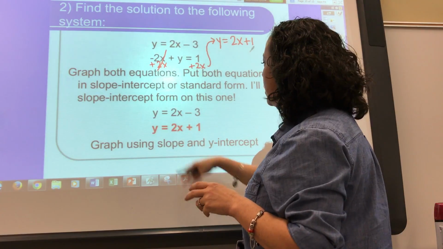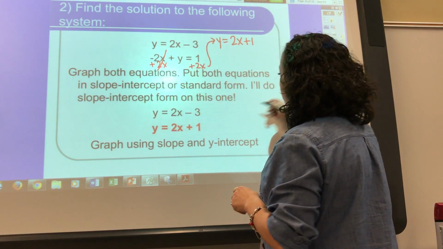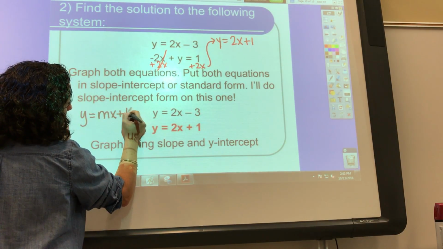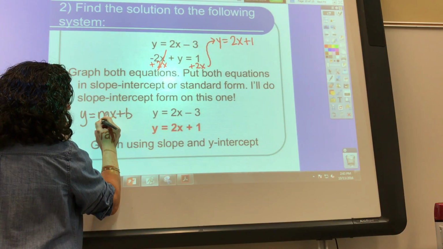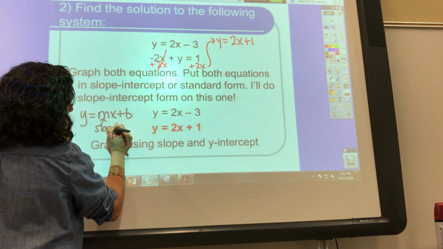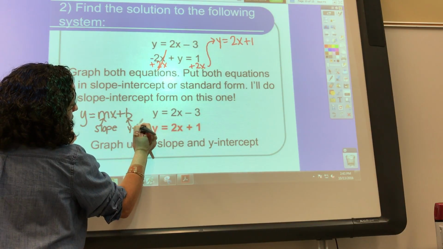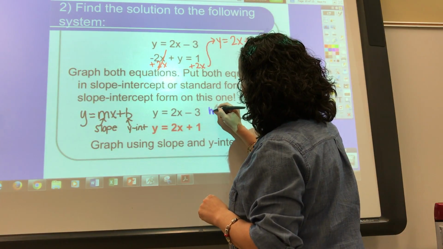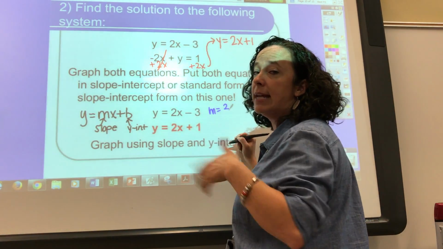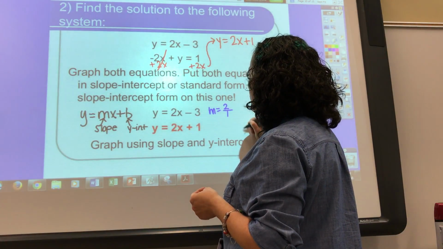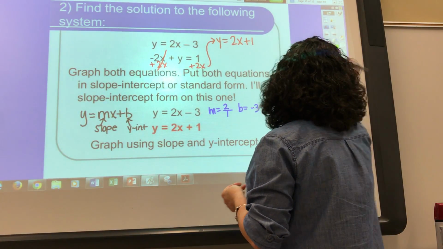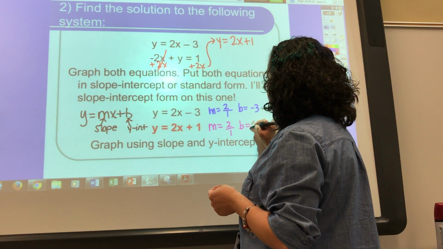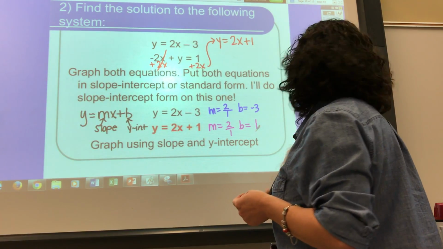So now I've got these two equations. What's the slope of that first equation? Well, remember, y equals mx plus b, where m is the slope, okay, and b is the y-intercept. So on this first equation, your slope is what? 2. Now because we're getting ready to graph, I want to write it as a fraction because it's rise over run, so 2 over 1. And your y-intercept's -3. And the second equation, what's your slope? Your slope is 2 over 1, and your y-intercept is 1. So now we can graph those things.